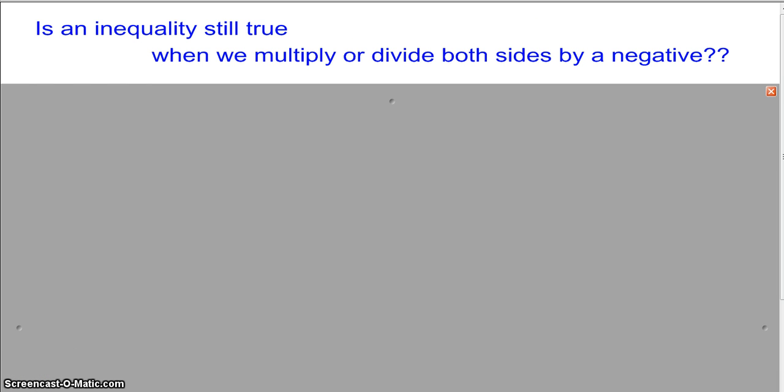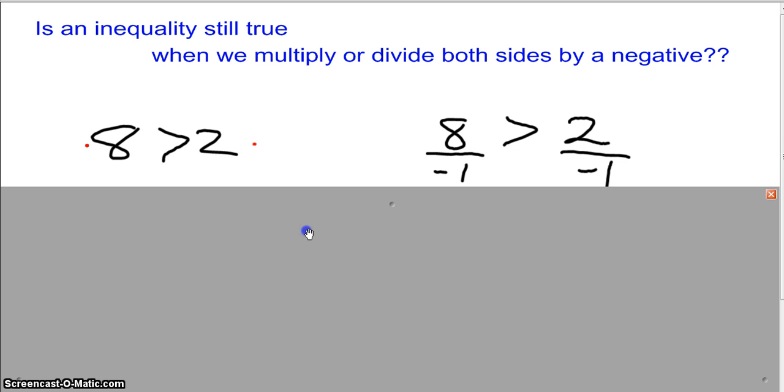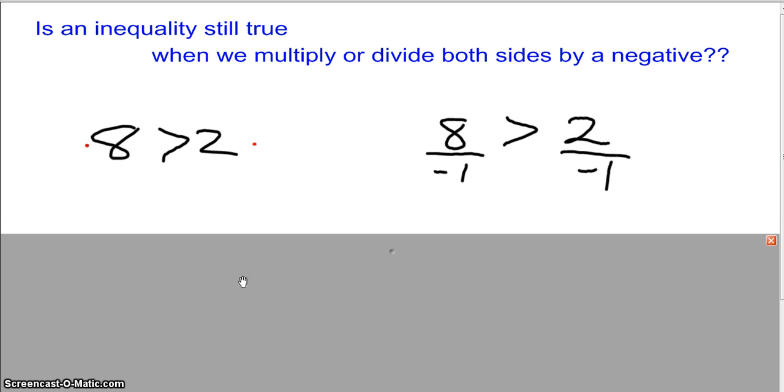So the next question is, is an inequality still true when we multiply or divide both sides by a negative? Okay, let's try this. Rachel, is 8 greater than 2? Yes, 8 is greater than 2. Does everyone agree with Rachel? Yes. So we're going to use a very simple factor. We're going to multiply both sides by negative 1. Okay? And so, does the statement remain true?